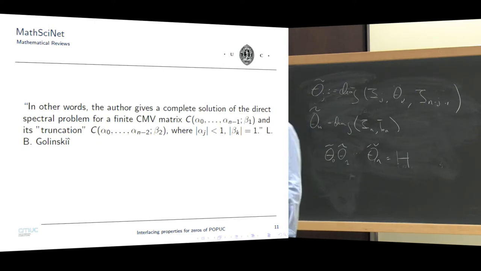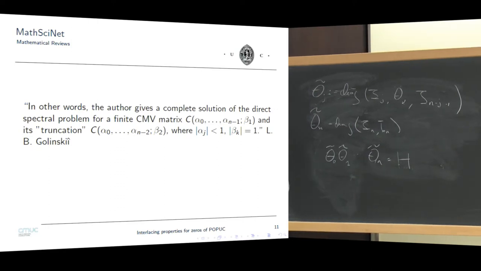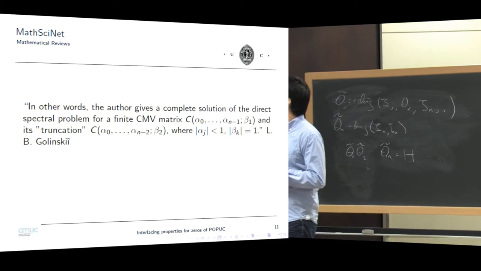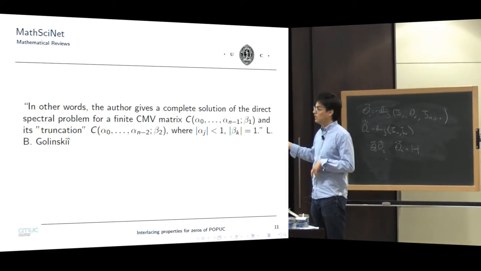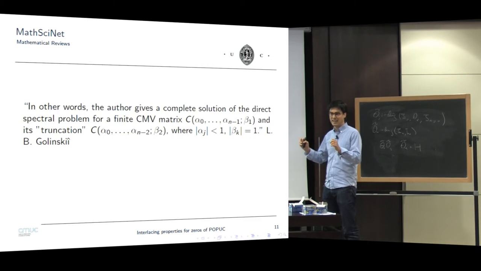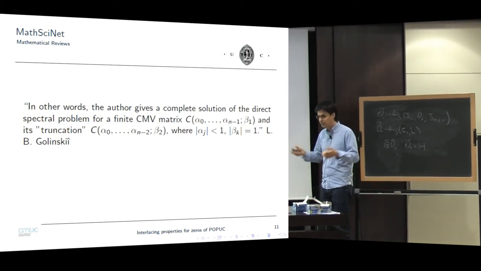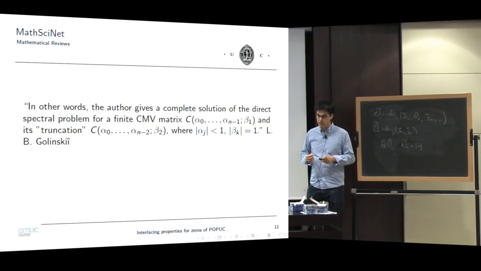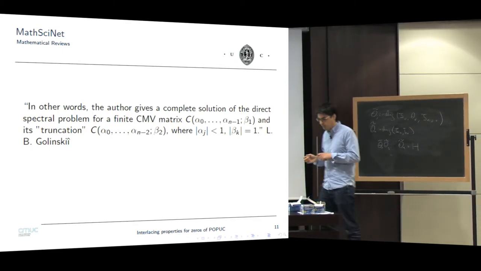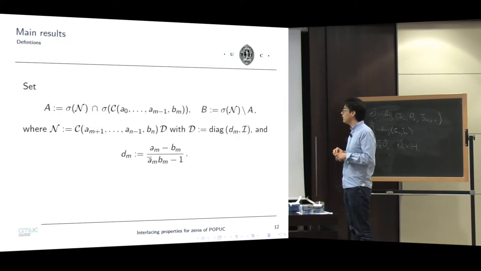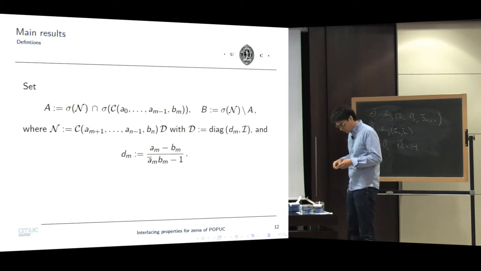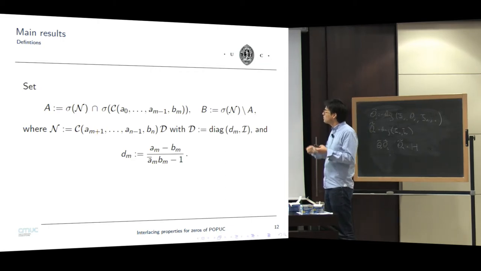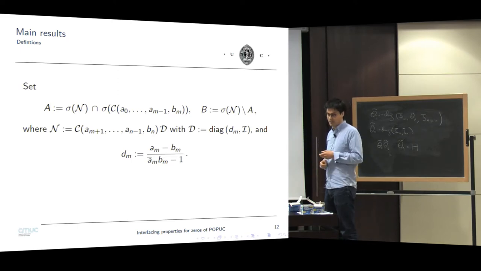And the question is how we can extend this, using Golinskii's words, how we can give a complete solution for the direct spectral problem between this one and any truncation. This is like a principal truncation. It's not exactly a truncation, because it's a truncation and a modification, in fact, by a rank one matrix. And we are interested in the general results. In this way, we define two sets. We will come back to this set. But we define two sets that essentially depend on the original elements of the right.